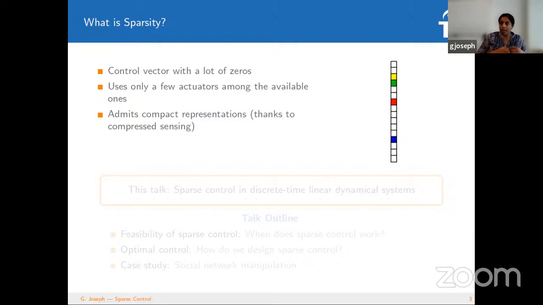there is one area in signal processing called compressed sensing, which talks about how to compress sparse signals, how to recover them, etc. So such sparse control will be simple because you have to tune only a few actuators at a time, and it is communication efficient because it always admits compact representations. So it works very well with bandwidth constrained systems. And also you have a lot of zeros. So naturally your computational complexity is also expected to be low. So sparse control is a nice alternative that we can try.